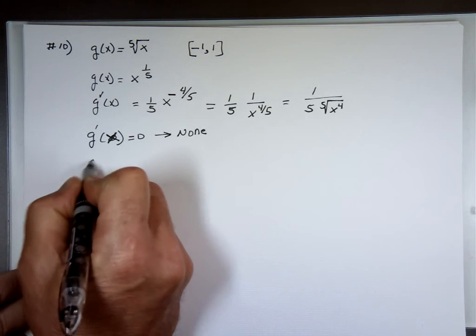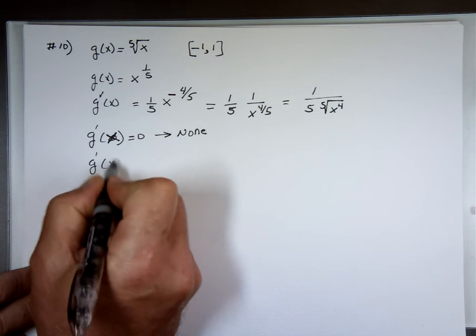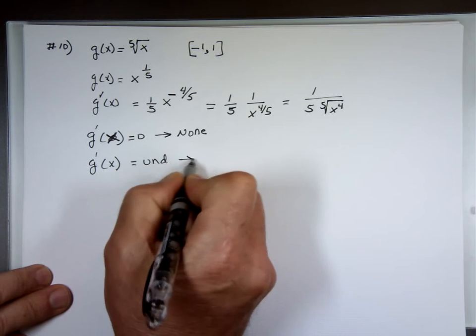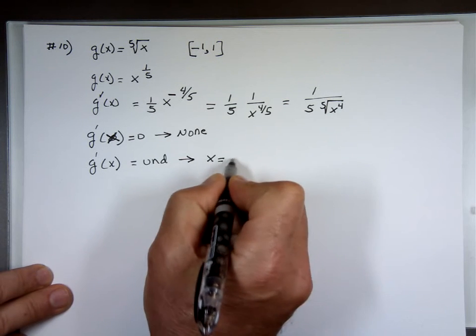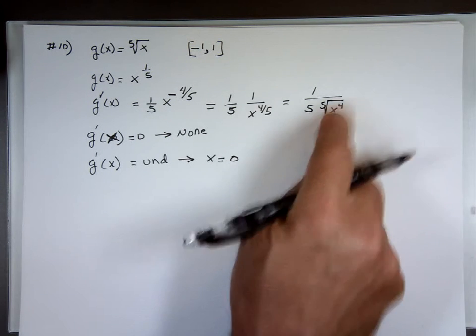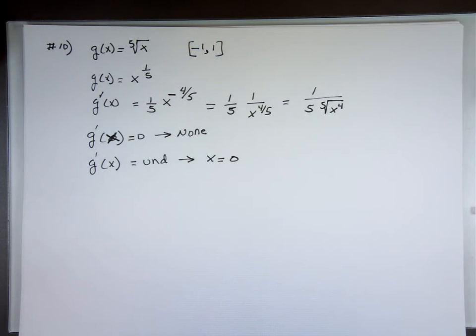Where is the derivative undefined? When x equals what? 0. Because that will make the denominator 0, and 1/0 is undefined. So the 3 values I have to check are 0, -1, and 1.